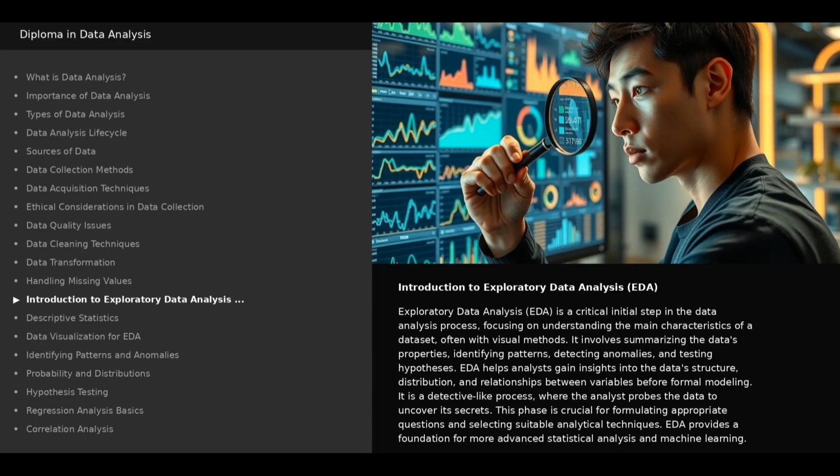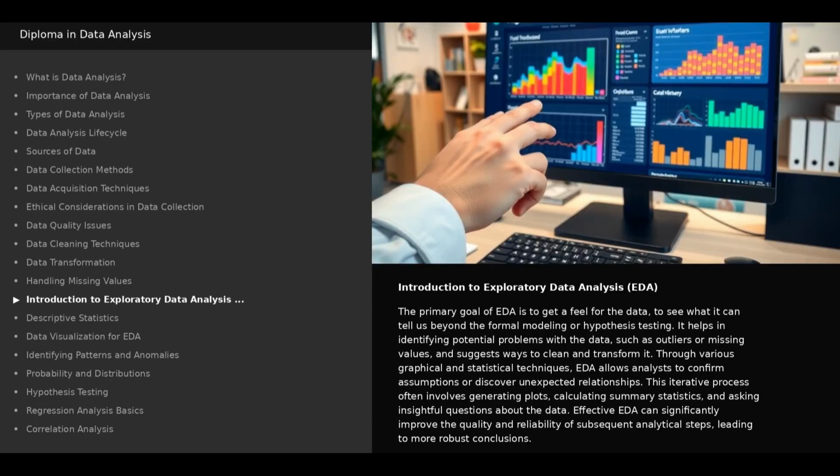It is a detective-like process where the analyst probes the data to uncover its secrets. This phase is crucial for formulating appropriate questions and selecting suitable analytical techniques. EDA provides a foundation for more advanced statistical analysis and machine learning. The primary goal of EDA is to get a feel for the data, to see what it can tell us beyond the formal modeling or hypothesis testing.